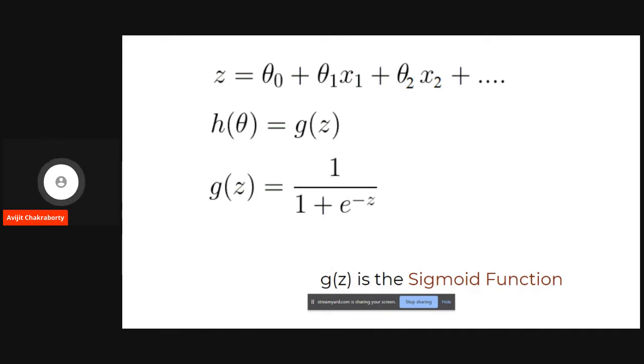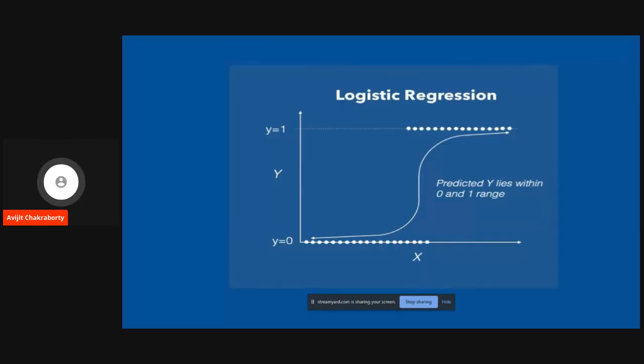Now what does the sigmoid function do? If the value of h theta is greater than 0.5, then it will output 1, and if the value is less than 0.5, it will output 0. This is how a logistic regression curve looks. This curve is a sigmoid function. At y equal to 1 we have some data points, meaning those data points have been classified as type 1, and below we have some data points at y equal to 0, classified as type 0.